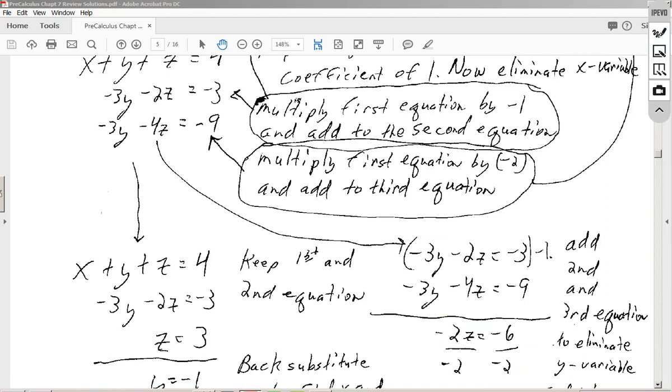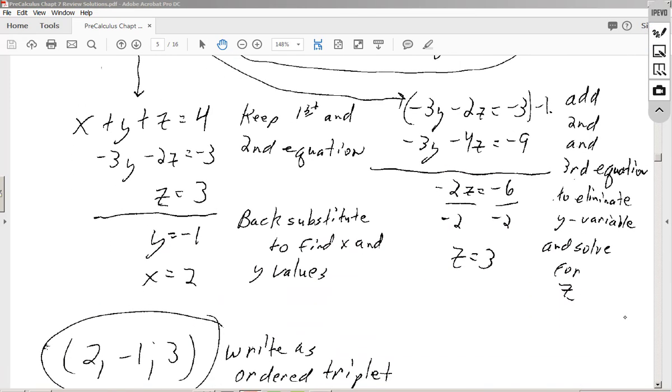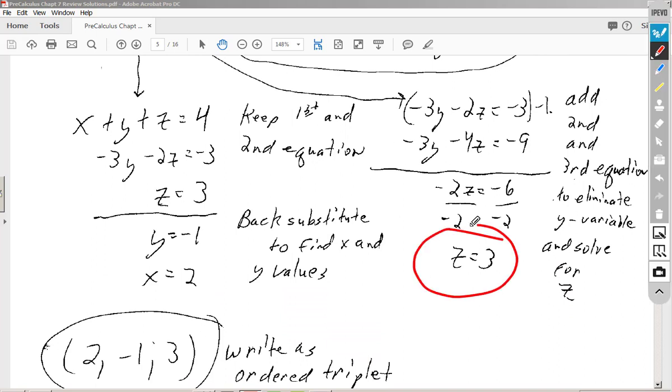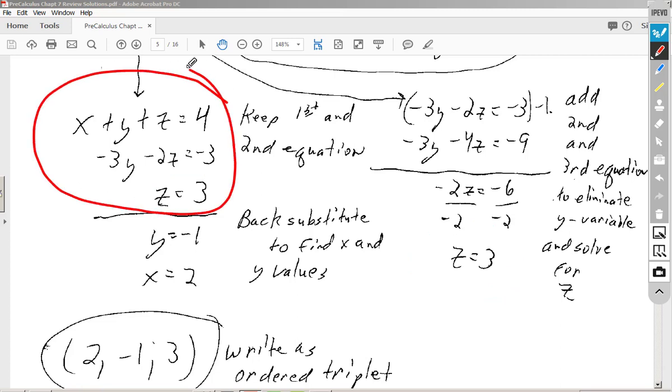And let me scroll on up here so we can see that. So that gives me that value of z equals 3. Okay, now that you've done that, notice it's in row echelon form. Now we can back substitute to find the x and y values. So I'm going to go ahead and back substitute. So this 3 goes in place of z. Negative 2 times 3 is going to be negative 6. I'm going to add 6 to both sides.